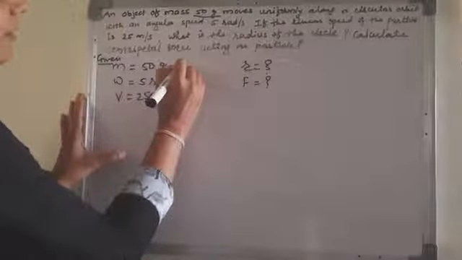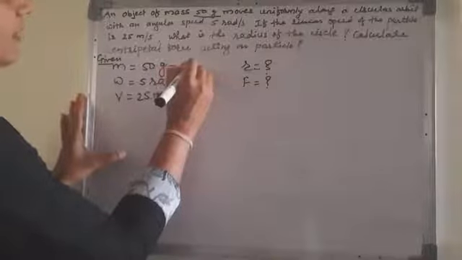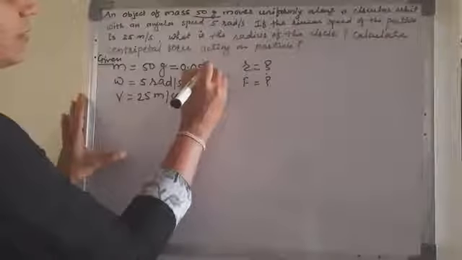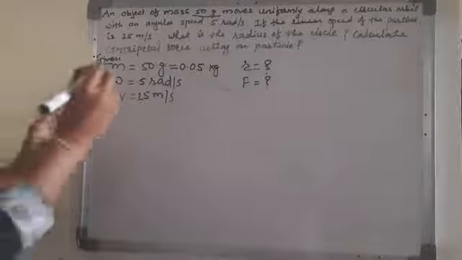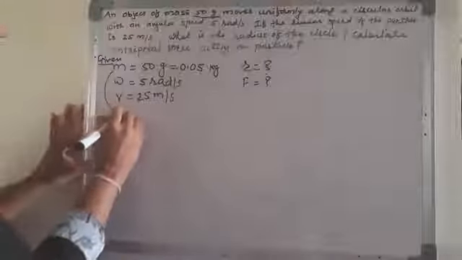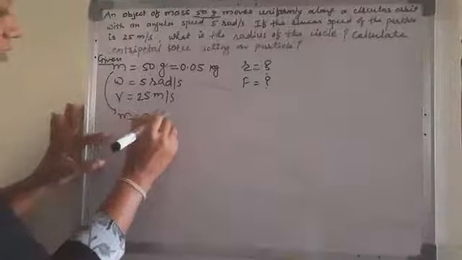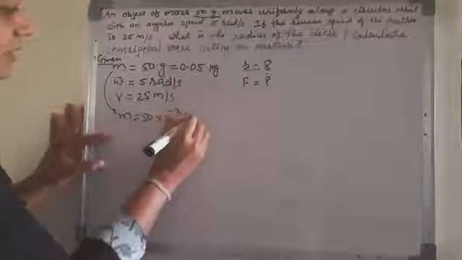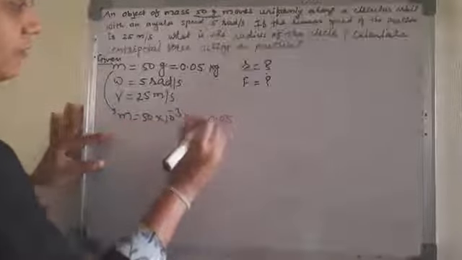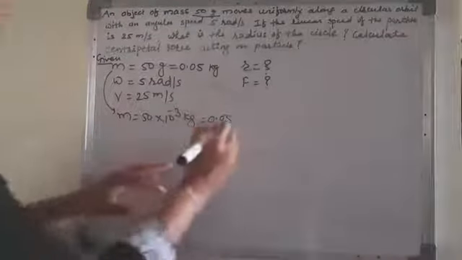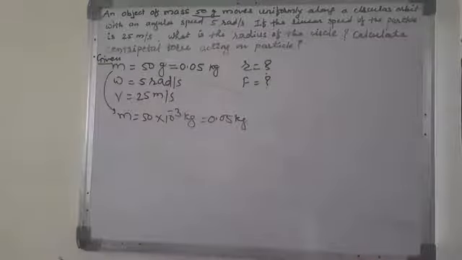So what will be the value? That is 0.05 kg. How does this come? m equals 50 into 10 to the power negative 3 kg, so we can write this as 0.05 kg. This is the mass given, and what we have to find is the radius of the circle.